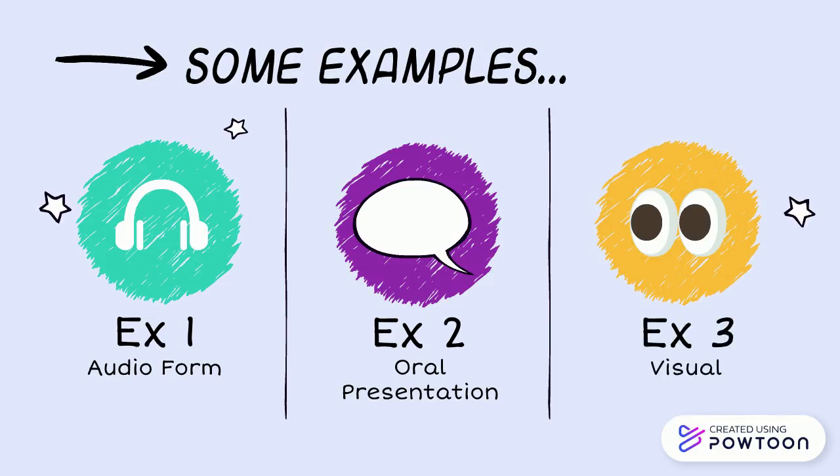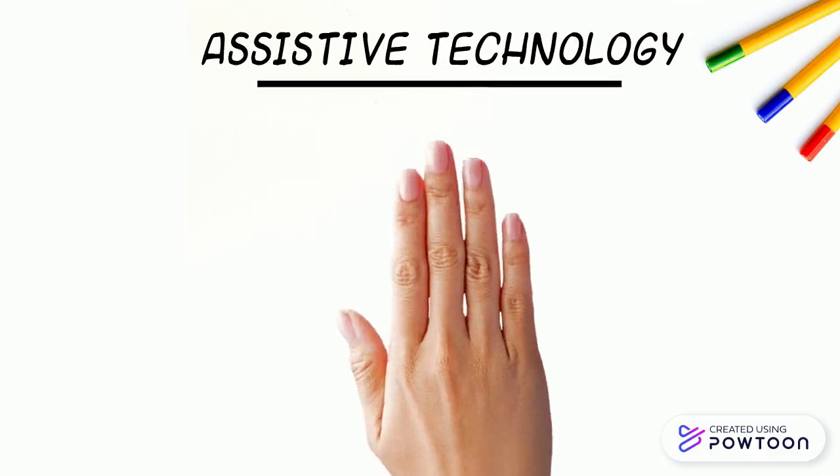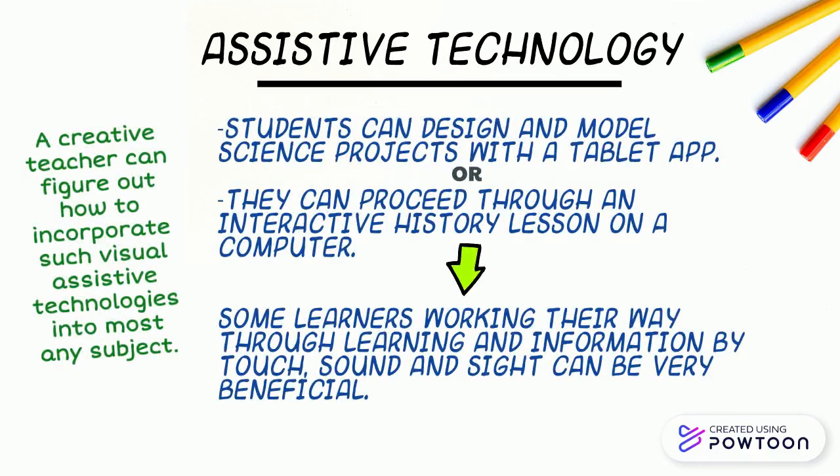Visual learners have written materials they can read until they achieve a depth of knowledge. A creative teacher can figure out how to incorporate such visual assistive technologies into most any subject. For example, students can design and model science projects with a tablet app, or they can proceed through an interactive history lesson on a computer.